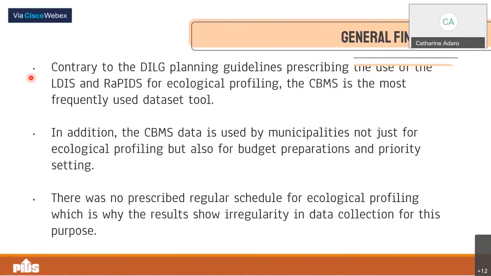Now for the summary of the findings, in terms of dataset tools for ecological profiling, contrary to the DILG planning guidelines prescribing the use of LDIS and RAPIDS, the CBMS is the most frequently used dataset development tool. Further, the CBMS data is used not just for ecological profiling, but also for budget preparations and priority setting.